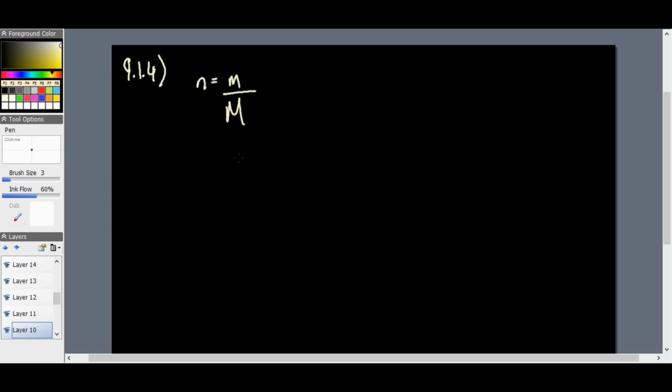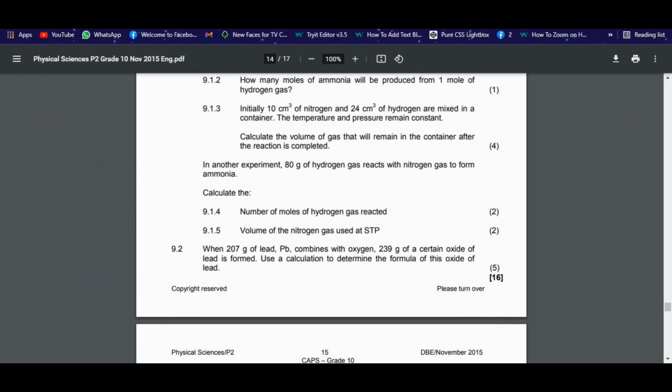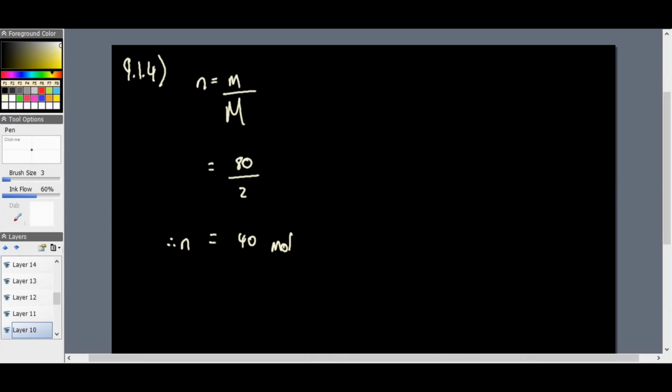And they say 80 grams was the mass of hydrogen. So we'll say 80 grams. And obviously hydrogen gas has a molar mass of 2, 1 plus 1. So we know that the number of moles of the hydrogen gas is 40 moles, which is the number of moles of hydrogen gas that reacted. 9.1.5, the volume of nitrogen gas used at STP.